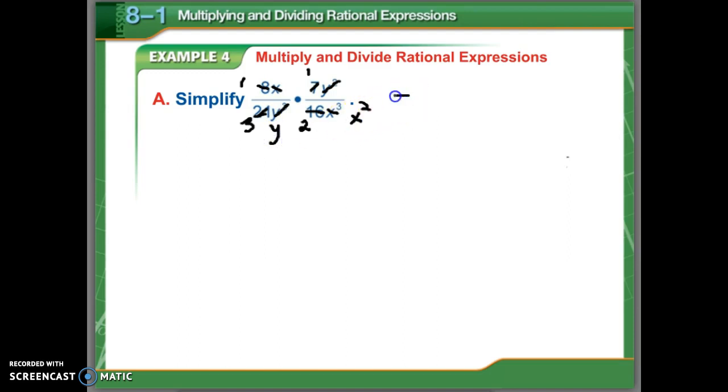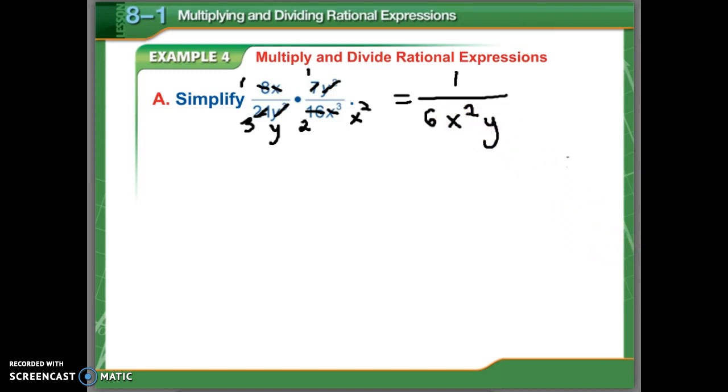So all of this, to me, simplifies. All I have left on the top is just 1 times 1. That's just 1 over, I've got 3 times 2. That's 6. I've got an x squared. And I've got a y. And I'm done. And that's how simple it can be.